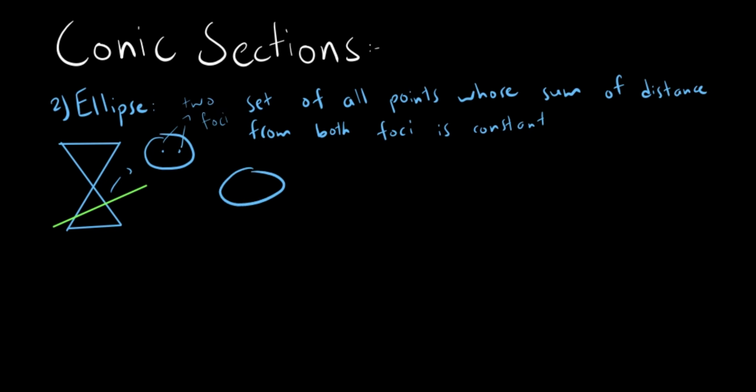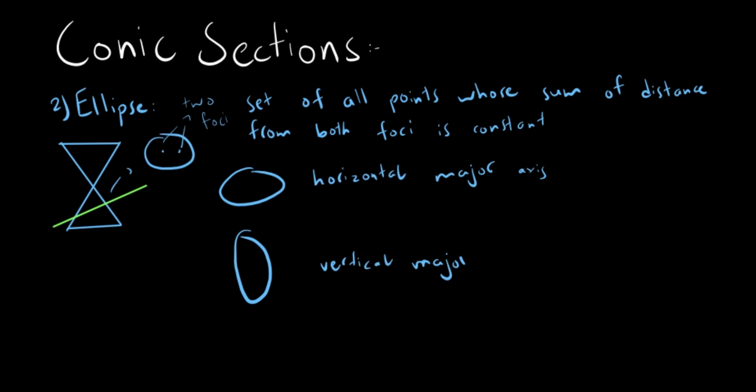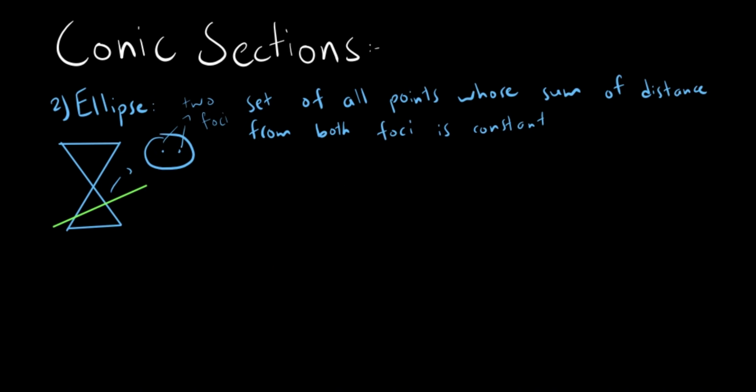So if a is greater than b in both instances, then for horizontal major axis, x square over a square plus y square over b square will be equal to 1, and for vertical major axis, x square over b square plus y square over a square will be equal to 1. तो जो भी हमारे पास major axis होता है उसके नीचे हमने a square रखना होता है. So in the first case, x is the major axis, and in the second case, y is the major axis.